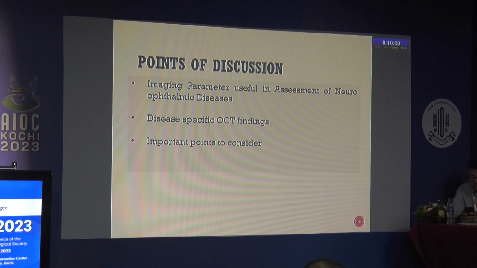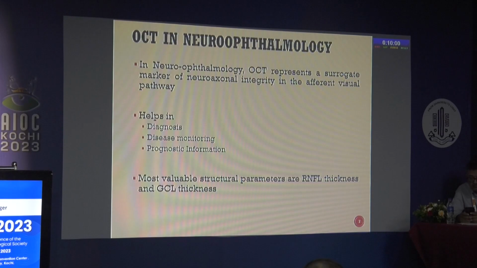What are the useful parameters we see in neuro-ophthalmological conditions, the disease-specific OCT findings, and then the important points to consider. So now coming to the role: how does it help us in a neuro-ophthalmological condition?